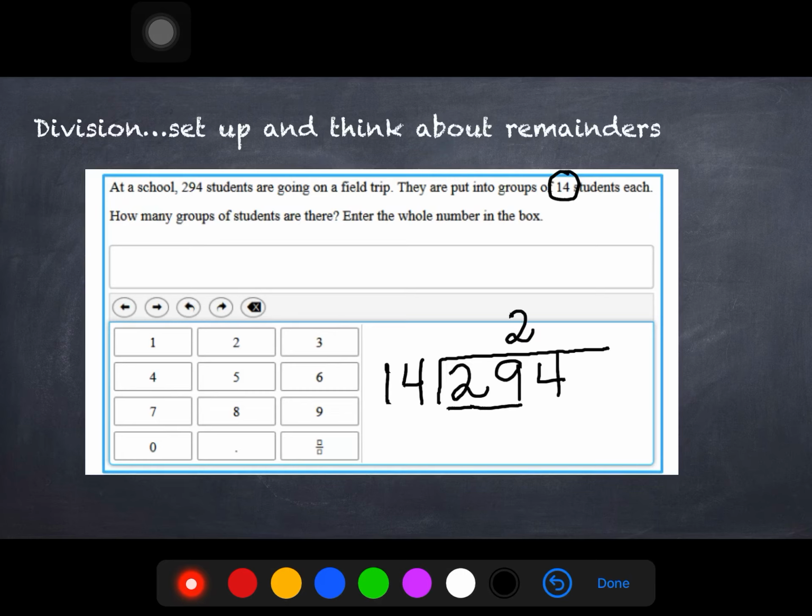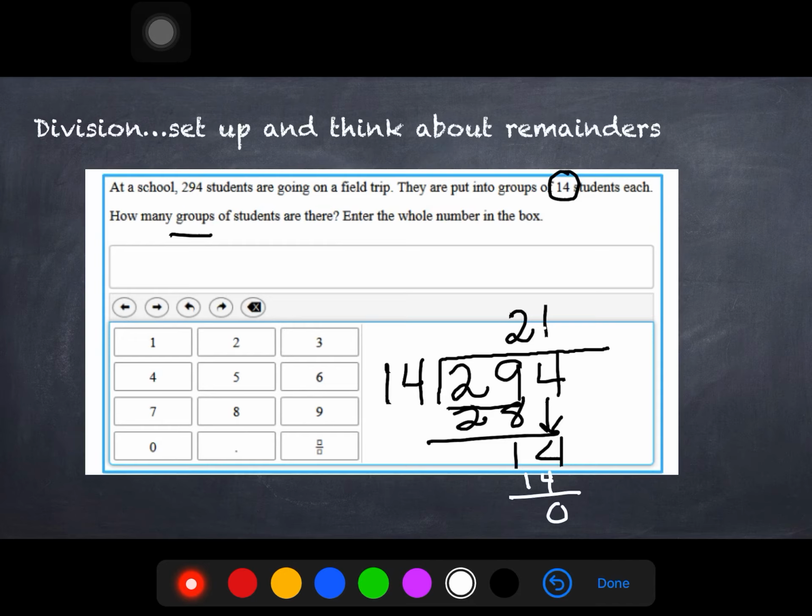And it works out that 14 cannot go into 2 but goes into 29 twice. And 14 times 2 is 28. Bring down my 1. Drop the 4 down. 14 goes into 14 one time. How many groups of students are there? That was what I didn't read. And it is 21. I have no remainder here. 1 times 14 is 14.